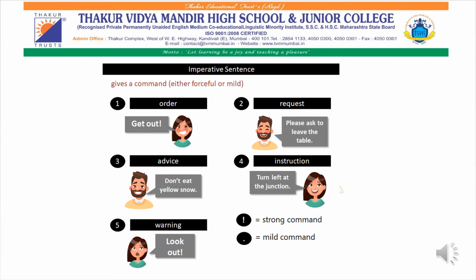For example, turn left at the junction. It's just giving you an instruction. It's telling you with politeness. Warning: when you give an order or warning, we use an exclamation mark. For example, look out! It's giving you some kind of warning, some kind of message. Okay, and therefore we have used the exclamation mark for order and warning. We will be studying that in depth.